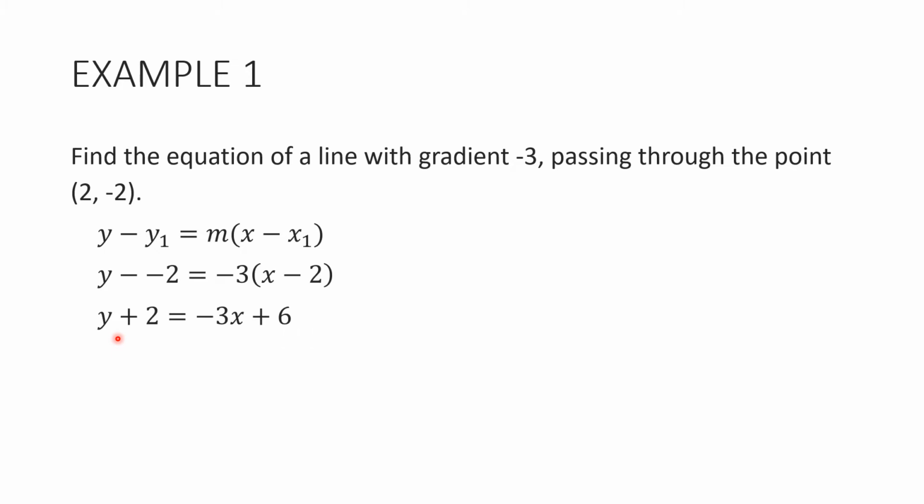Now I can either put it in y equals mx plus b form, or I can turn it around and put it in general form, because it's not asked us to do one or the other. It's easy just to take this 2 over and write it in y equals mx plus b form. So there's our answer. y is equal to -3x plus 4.